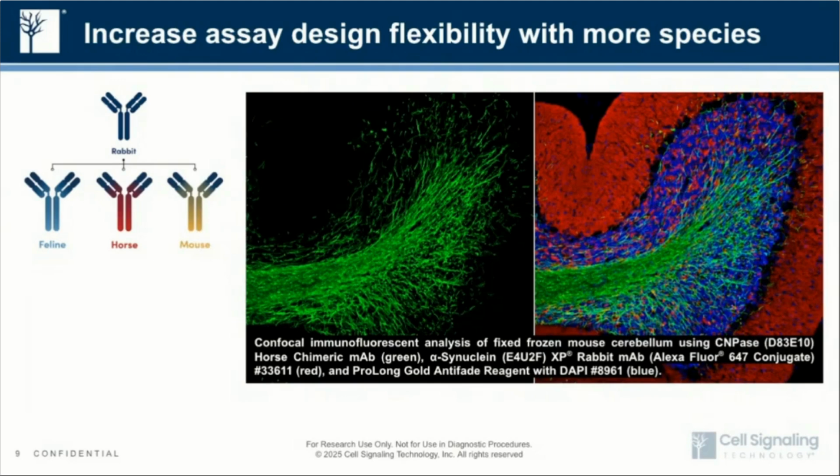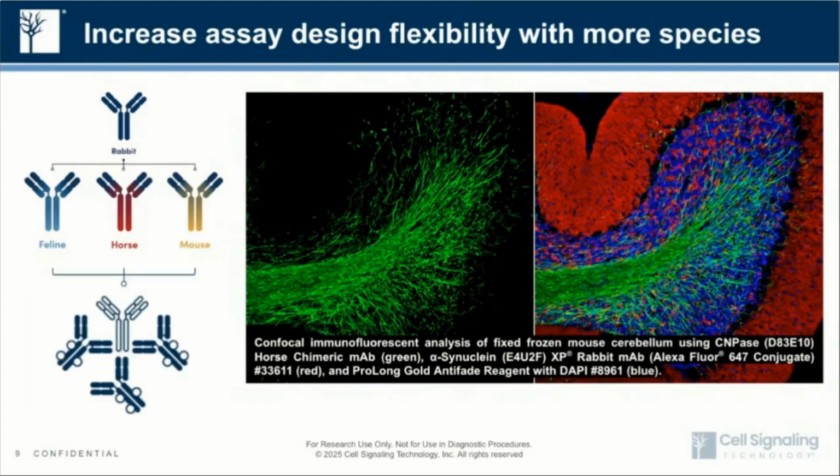That enables you to have the same very highly specific FAB region of the rabbit monoclonal antibody that binds to its epitope, just the same as in the rabbit antibody, but now have more flexibility in the FC region to detect it with a different secondary. This will enable you to get up to, in this example, 4-plex instead of just a rabbit and mouse. You can now do rabbit, mouse, horse, and feline within your indirect immunofluorescence. And again, chicken will be coming in a short time.